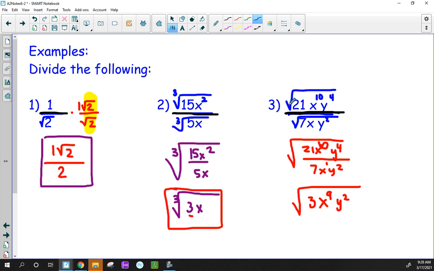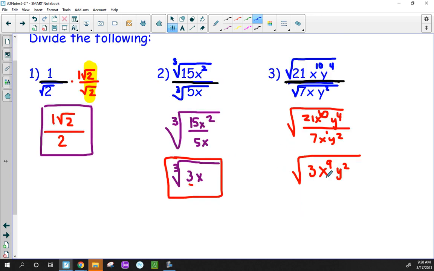And again, number 3 is similar to number 2. I don't have a division bar or fraction left, so that is a good thing. But the last thing you always do is check to see if it can simplify. I cannot take the square root of 3, but I can write x to the 9th a different way.